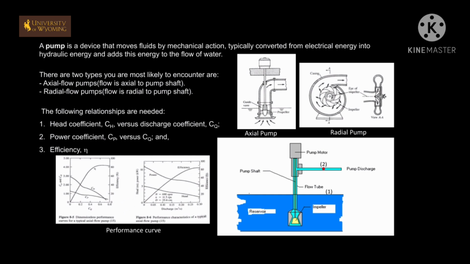There are two types of pump: the axial flow pump and the radial flow pump. In axial flow pump, the flow is axial to the pump shaft, and in radial, the direction of flow is radial to the pump shaft.